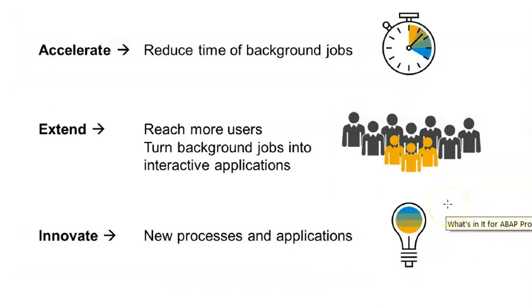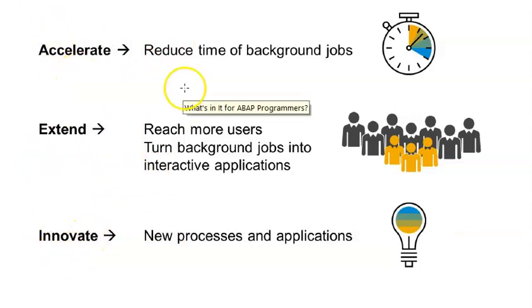And from the ABAP programming perspective, we can accelerate, extend, and innovate. Accelerate in the sense that you can reduce the runtime for background jobs. In fact, all the background jobs which used to run for hours and days can be completed in a few seconds right now. And extend, like you can have a huge number of people working from various different platforms, front end, and from there we can do it. Then we have innovate: new processes and applications.